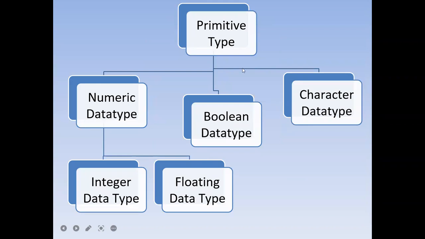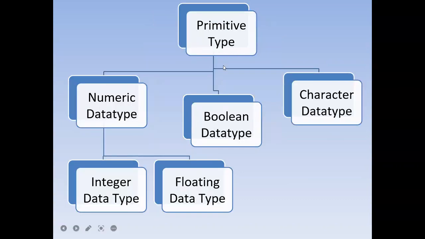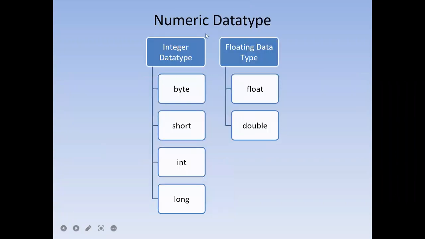Primitive data types include numeric, Boolean, character, integer, as well as floating data types. Primitive means it is already available in Java. Such data types are called primitive, or built-in data types. In the numeric data type, you get integral and floating data types. The integral types are byte, short, int, long, and the floating types are float and double.